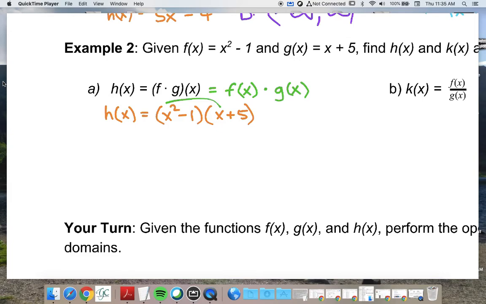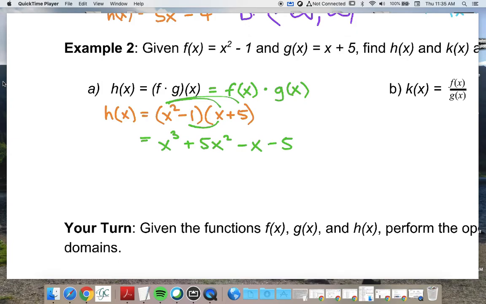So first times first, x squared times x is going to give us x cubed. Then x squared times 5 is 5x squared. And then negative 1 times x is negative 1x, or just negative x. And negative 1 times positive 5 gives us negative 5.